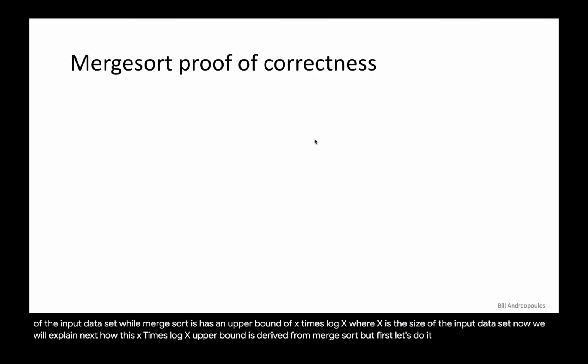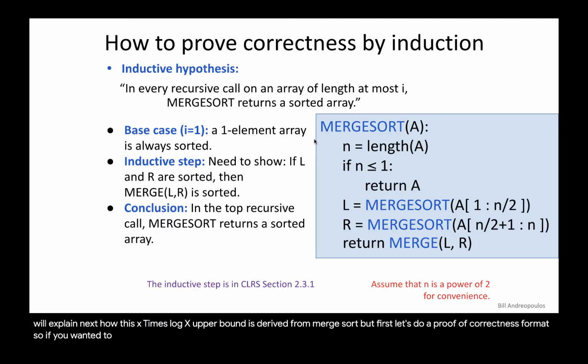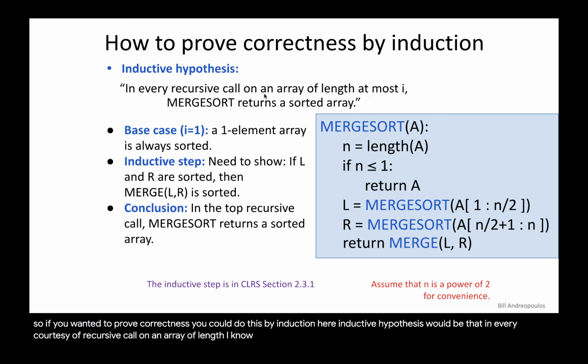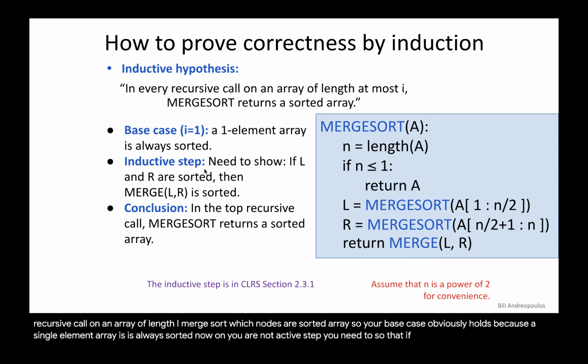But first let's do a proof of correctness. So if you wanted to prove the correctness, you could do this by induction. Here your inductive hypothesis would be that in every recursive call on an array of length n, merge sort is returning a sorted array. So your base case obviously holds because a single element array is always sorted.